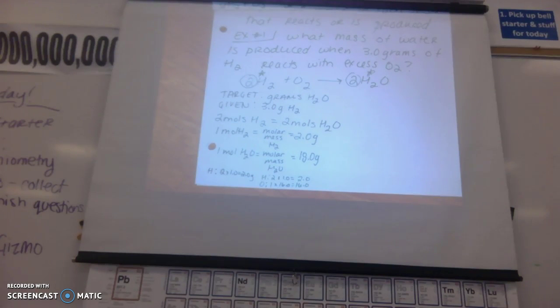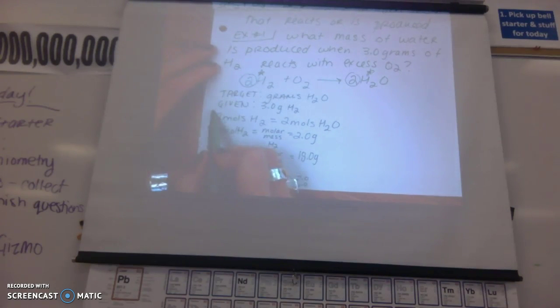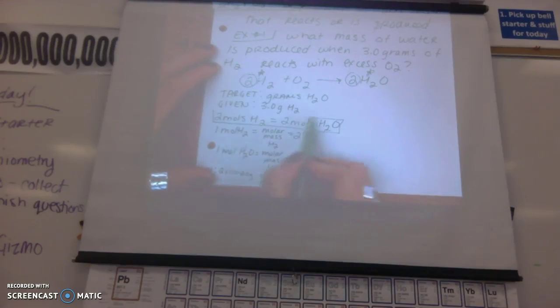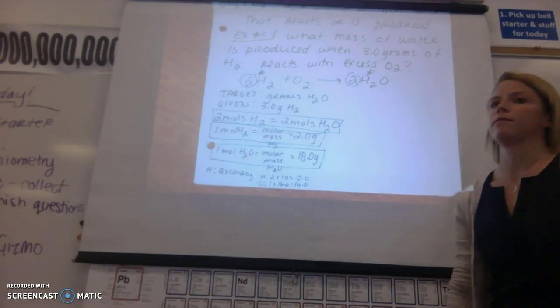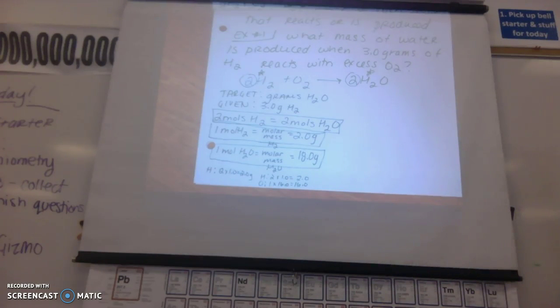So these are our 3 equalities we have now. 2 moles of H2 equals 2 moles of H2O. 1 mole of H2 is equal to 2 grams. 1 mole of H2O is equal to 18 grams. So we'll use those three equalities to get all the way from our given to our target.